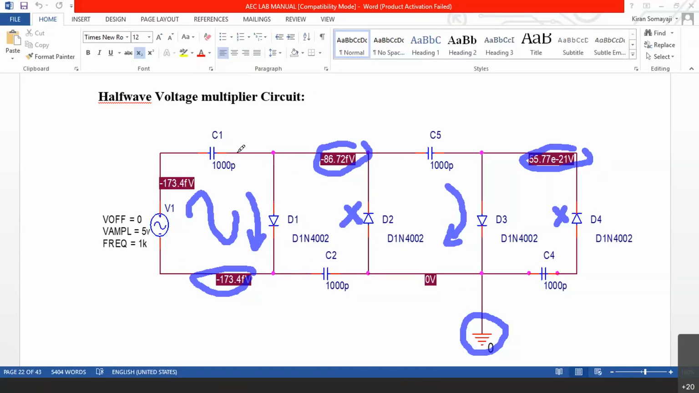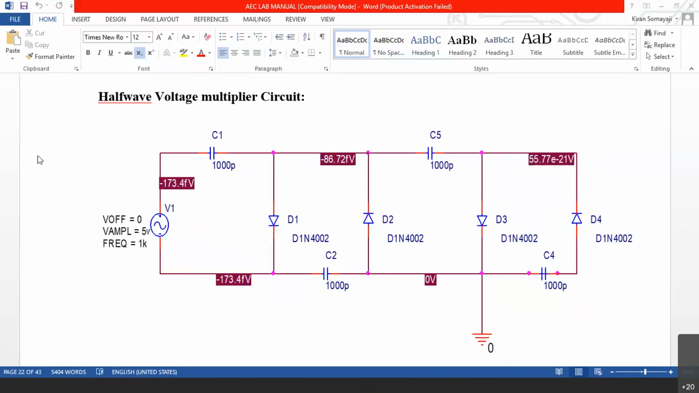Accordingly, you can say when C1 is charged to 5 volts, C2 gets charged to 10 volts, C3 gets charged to 15 volts, C4 gets charged to 20 volts. That means here you will get double voltage, here triple voltage, here quadruple voltage. Now let me stop annotating. This is a half-wave voltage multiplier where you will have a doubler, tripler and quadrupler all in one circuit. Whichever one you want, you can take it.